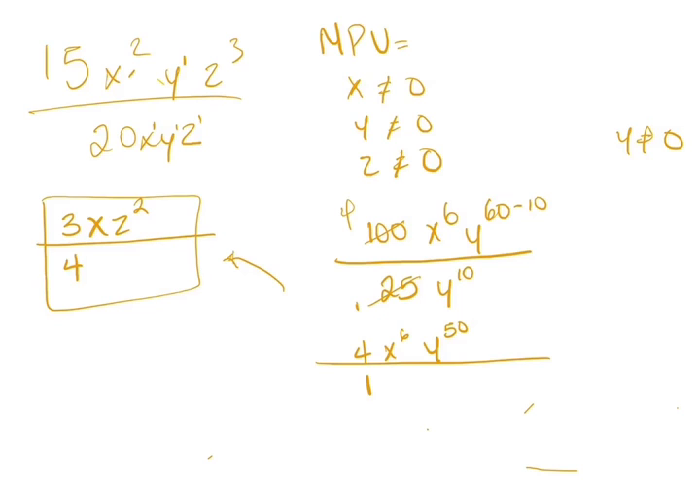So the bottom is going to be left with 1. So your final answer is going to be 4x to the 6, y to the 50 over 1. So your answer is technically going to just be 4x^6 y^50.